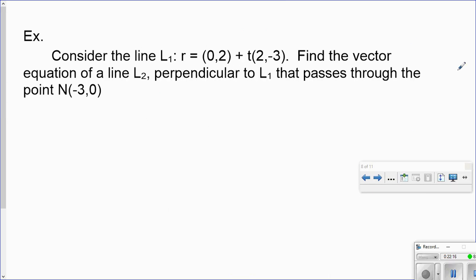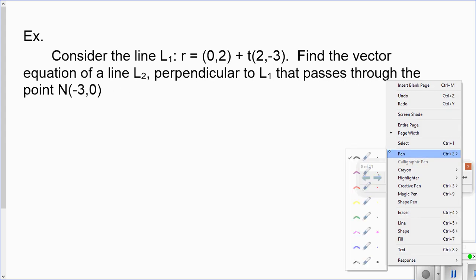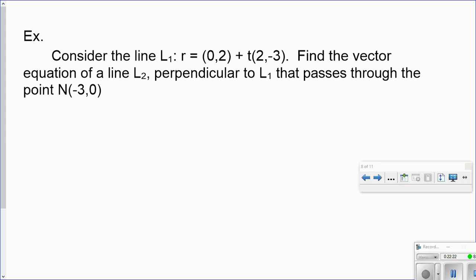Okay, let's consider a line that's defined by the vector equation r equals (0, 2) plus t(2, -3). Now find the vector equation of a line L2, perpendicular to L1, that passes through a given point. So let's take a look at L1, and specifically its direction vector.